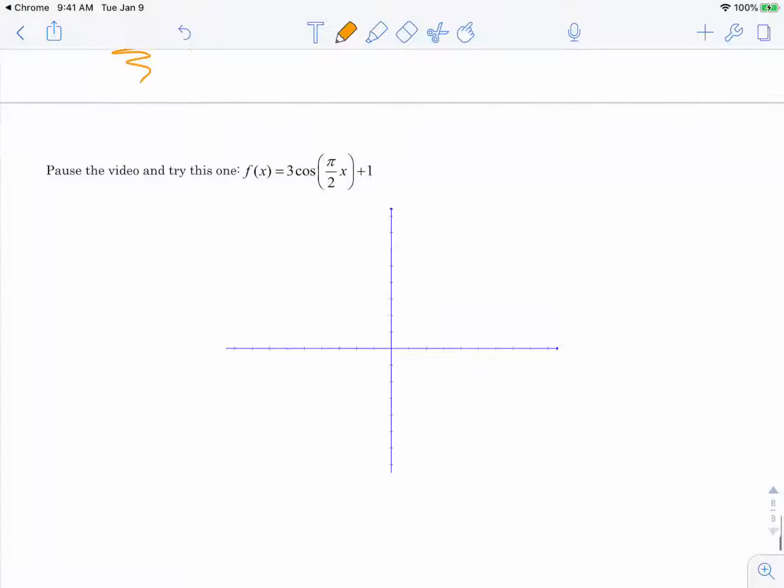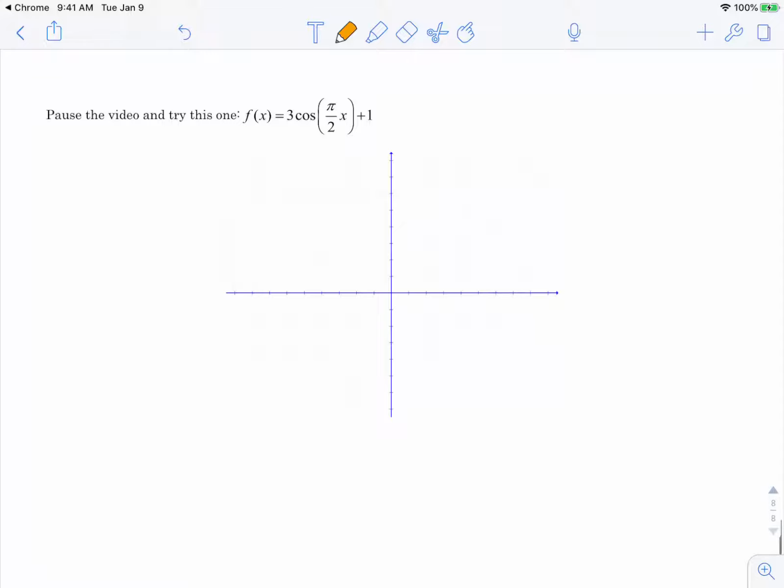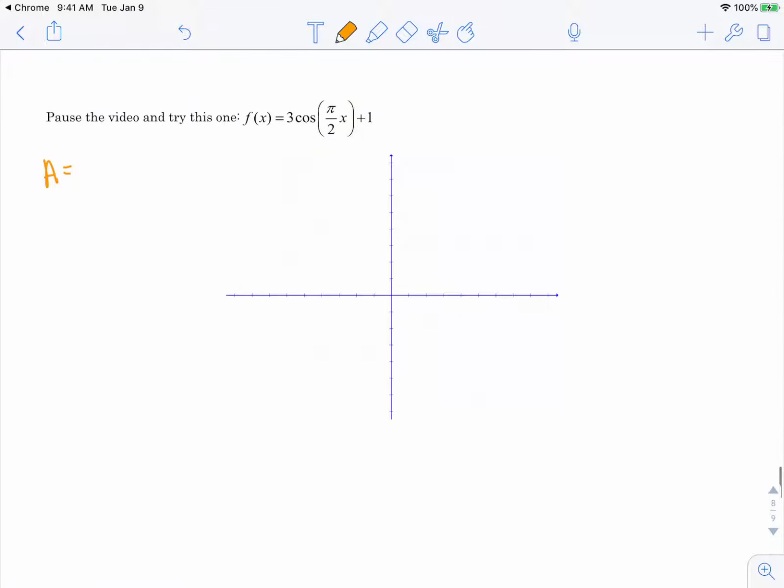Now, here are all of the transformations we talked about except for a reflection piece. I'm going to have you pause the video and come back to it after you try it on your own. So I know my amplitude, you're going to hear my dog bark. I am very sorry. We're going to try to ignore it.